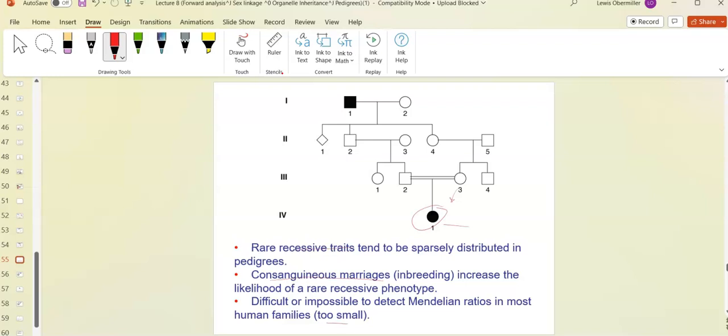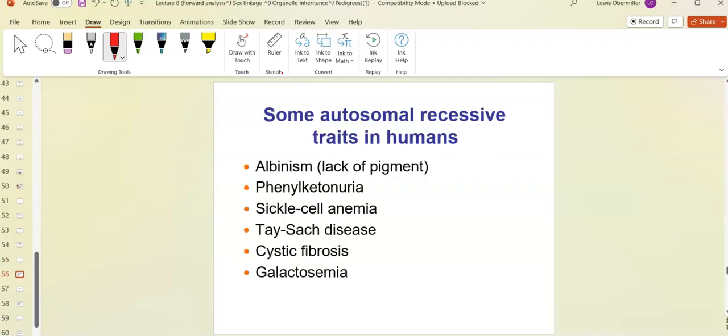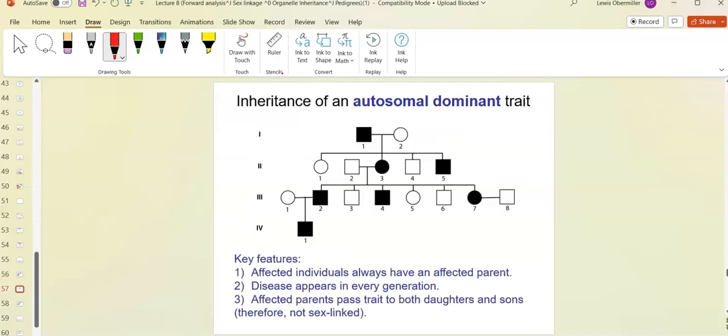Again, it's hard to detect these ratios. Basically, as a genetic counselor, you're just doing the best that you possibly can. So, autosomal recessive traits: albinism, PKU, sickle cell anemia, Tay-Sachs, which involves the lysosome not being able to break down fats properly, cystic fibrosis, galactosemia.